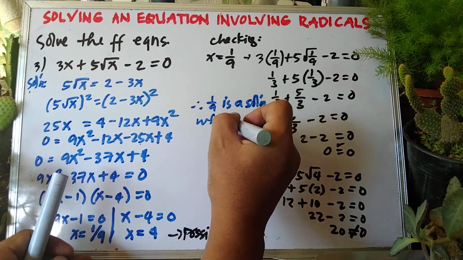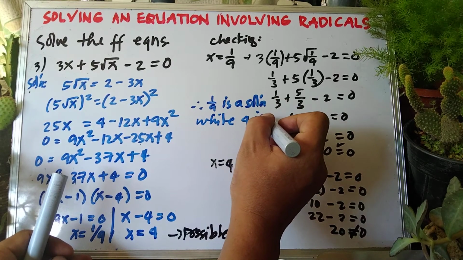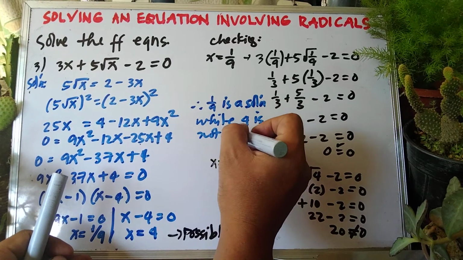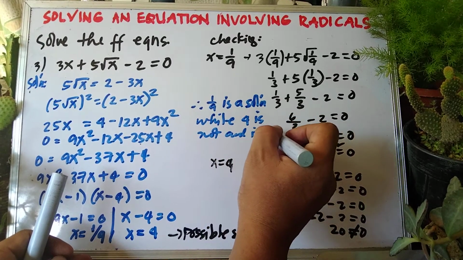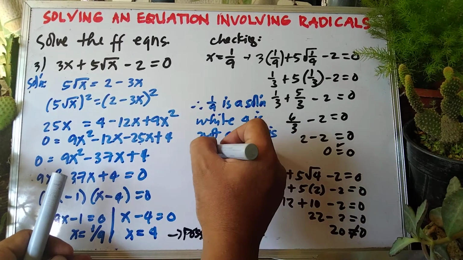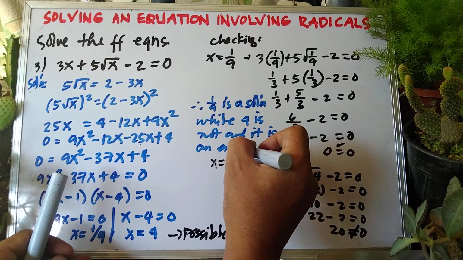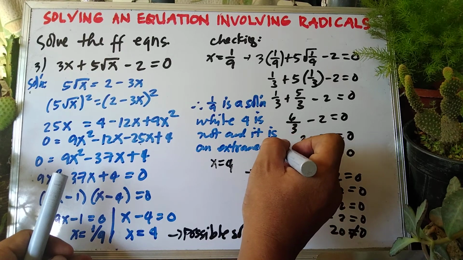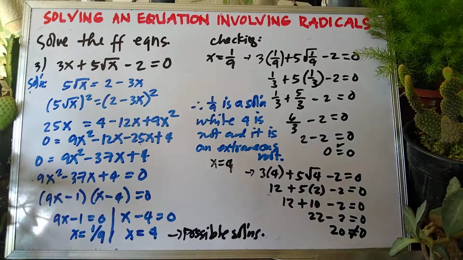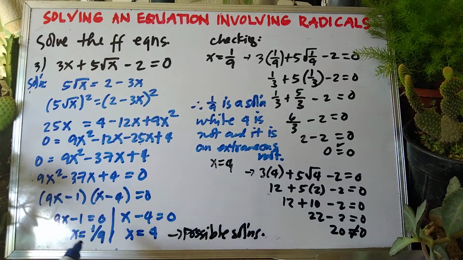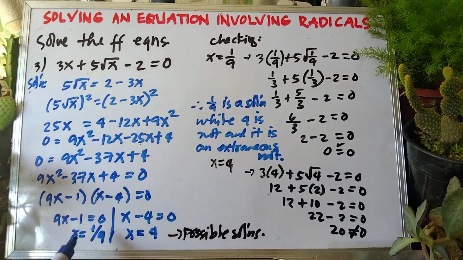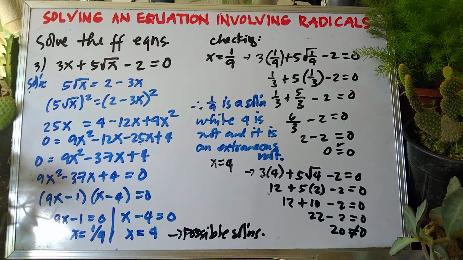While 4 is not. And it is an extraneous root. So, si 1 over 9 pa lang pala yung solution natin dito. Okay? I hope may na-learn kayo dito.